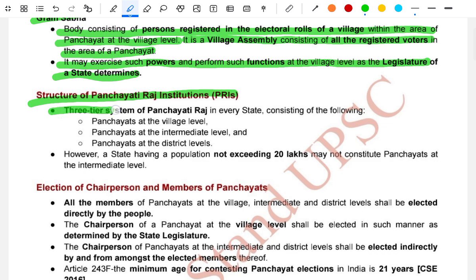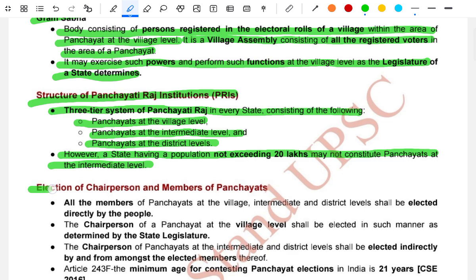The structure of the Panchayati Raj institutions (PRIs). The three-tier system of Panchayati Raj in every state consists of the panchayats at the village level, the panchayat at the intermediate level, and the panchayat at the district level. However, a state having a population not exceeding 2 lakhs may not constitute a panchayat at the intermediate level.